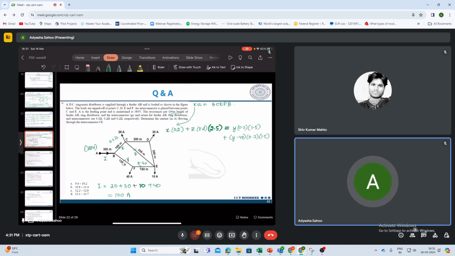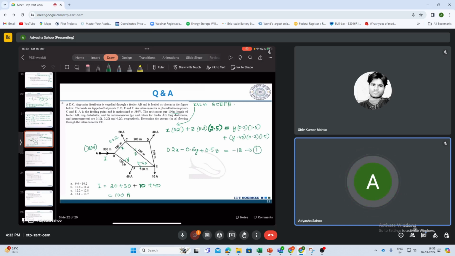So from here, if I calculate, so X is 0.2, Y will be, so 1.5 times 0.2 and 2 times, so minus 0.6 Y, and Z is 0.2 into 2.5, that will be 0.5 Z, and the constant will be 40 into 0.2 into 1.5. That gives minus 12. That is your equation 1.